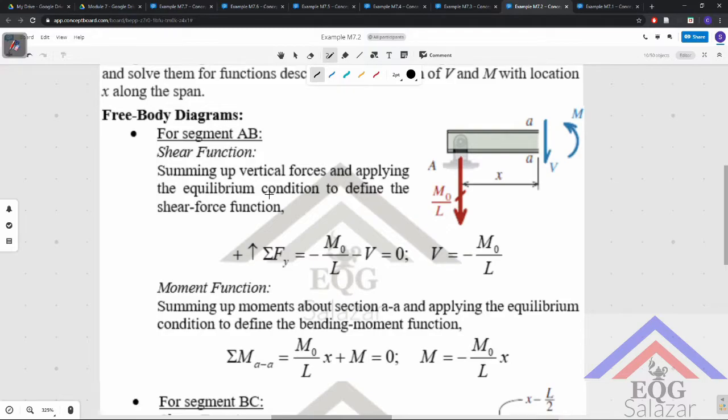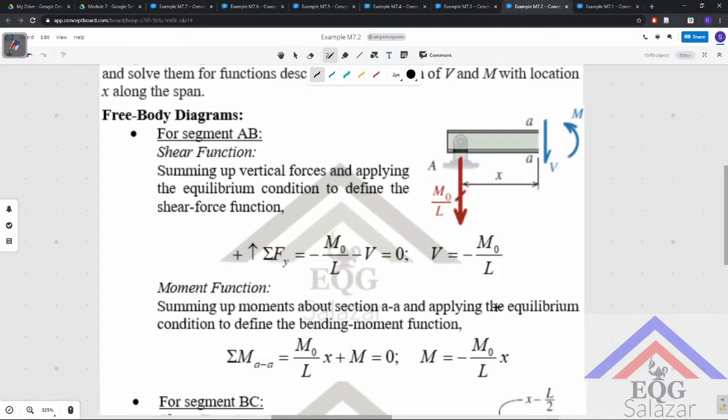So for the shear function for segment AB, by summing up vertical forces, we find an internal shear force of negative M naught over L. And then for the moment function, by summing up moments about A, taking counterclockwise to be positive, and applying the equilibrium condition, the internal bending moment is negative M naught over L times x. Therefore this is linear with respect to x, and we see that the slope is going downwards.